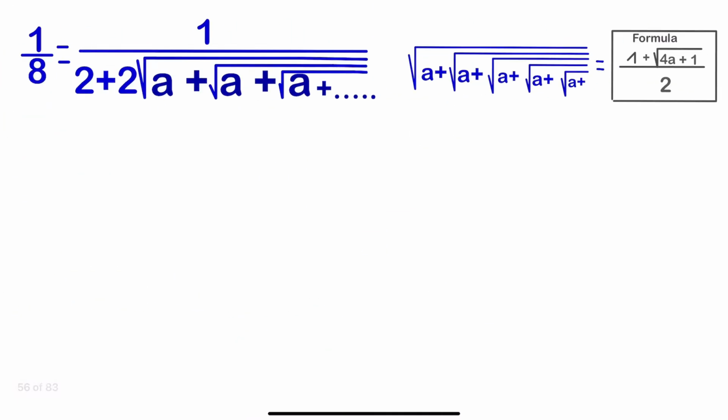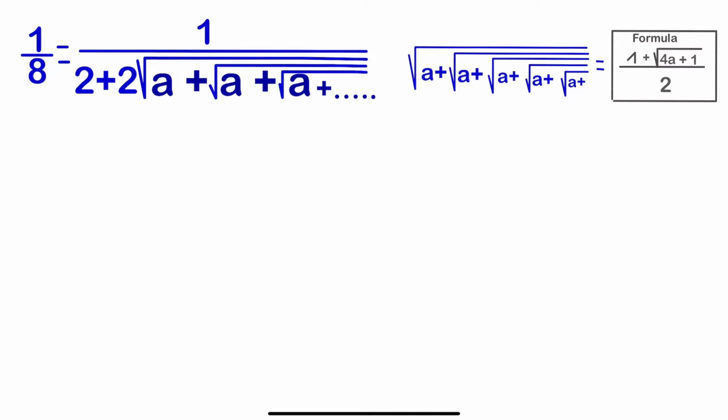So looking at this, we have a sum of infinite square roots. For this, we can use this formula: the square root of a plus the square root of a plus the square root of a can be written as 1 plus the square root of 4a plus 1, divided by 2. So instead of writing these infinite numbers of a, it can be replaced by 1 plus the square root of 4a plus 1 divided by 2.